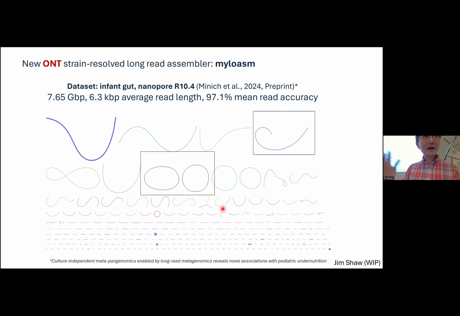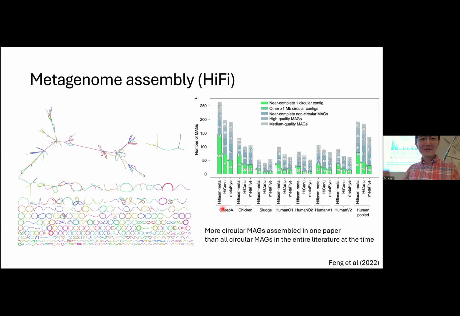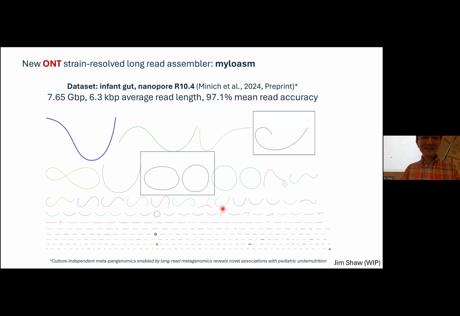In addition, these are the only work for HiFi data, and the developer has left. She joined ONT. She developed a metagenome assembler with HiFi, but she moved to ONT and is no longer doing that. But Jim Shaw, a new postdoc in my group, is still doing nanopore assembly using simplex data only. It's currently a temporary name, MeloSM, it will change.